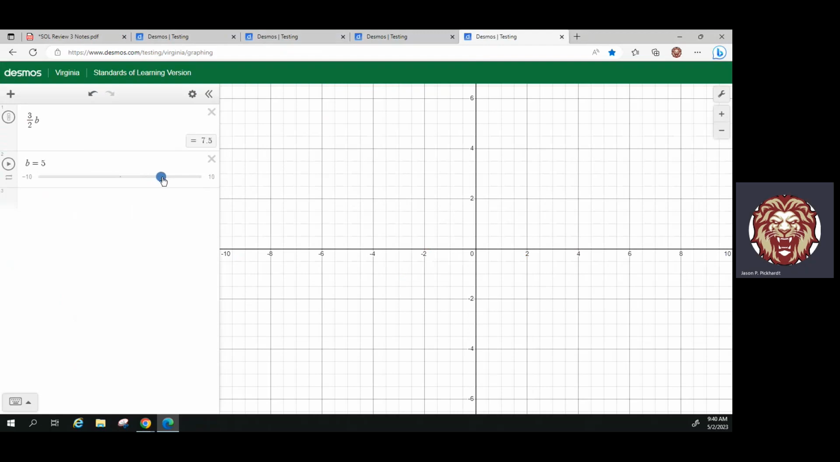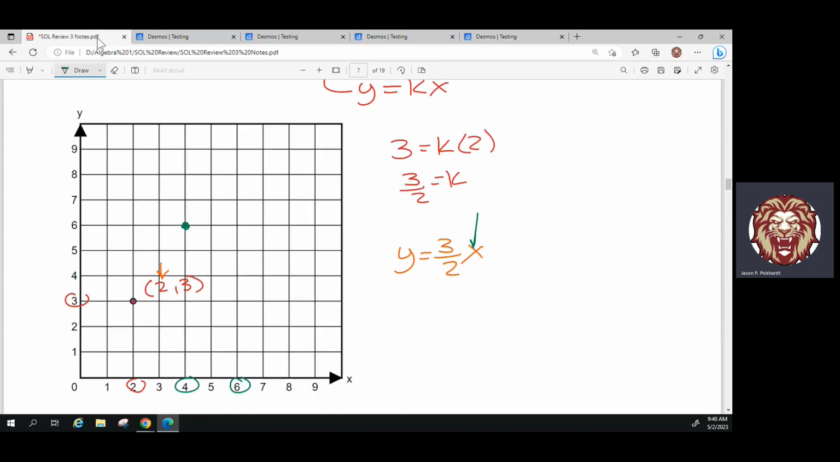I can change this to anything. So I can change it to 5. That gives me a decimal here. I don't want that. I'm going to change it to 6. When x is 6, I changed x to B, when x is 6, then y is 9. So x is 6, that's going to the right. y is 9. I could plot that point.